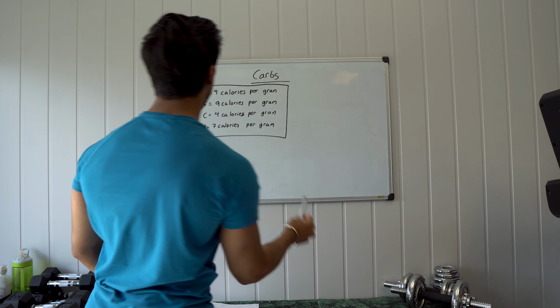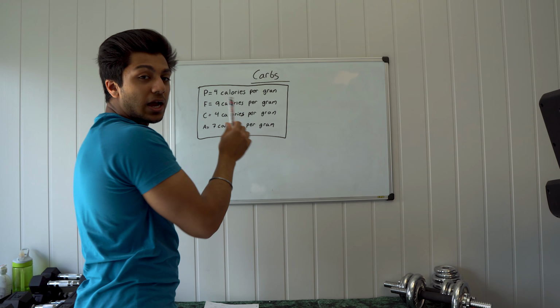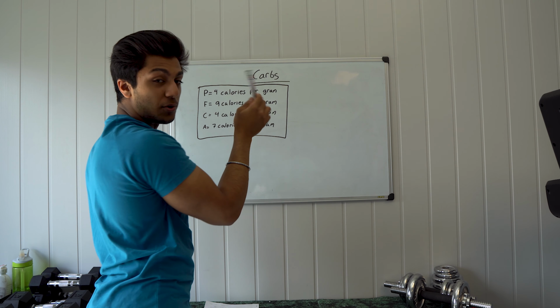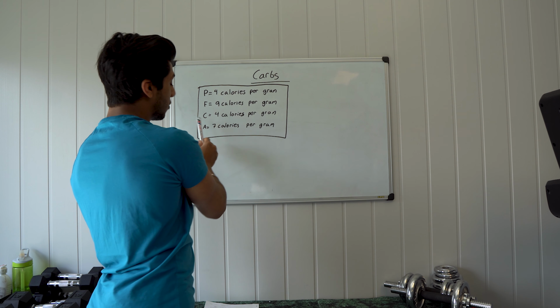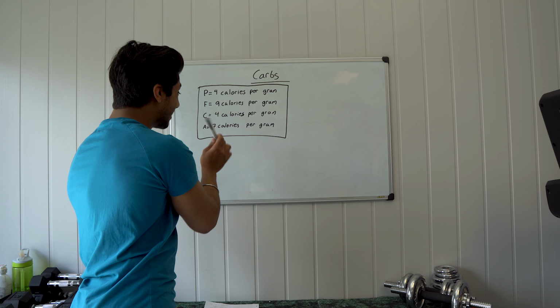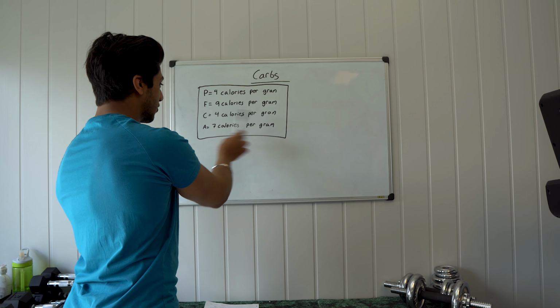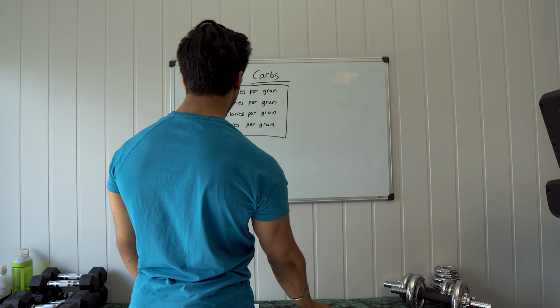So we are next on carbs. I just wrote this down. 1 gram of protein is 4 calories per gram, fats are 9 calories per gram, carbs are 4 calories per gram, and alcohol is 7 calories per gram. I'm going to talk about alcohol later in this.